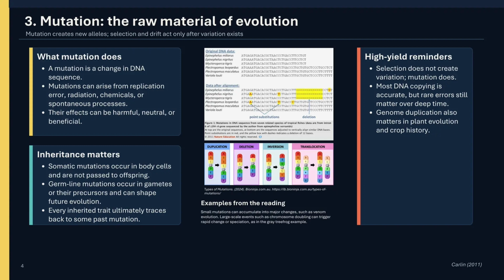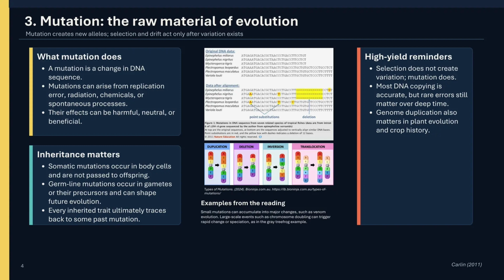DNA copying is usually very accurate, but mistakes still happen. Changes occur at roughly 1 in every 10^10 base pairs copied. These mutations can be harmful, neutral, or beneficial. Many are harmful or have little noticeable effect. Very rarely, a mutation will increase fitness and become an adaptation.